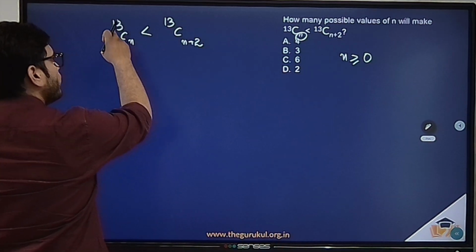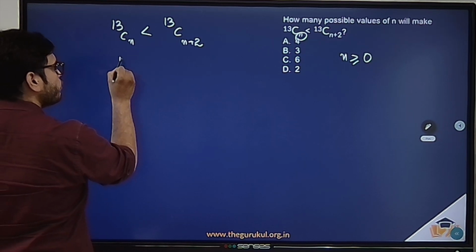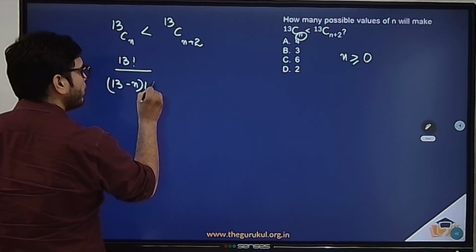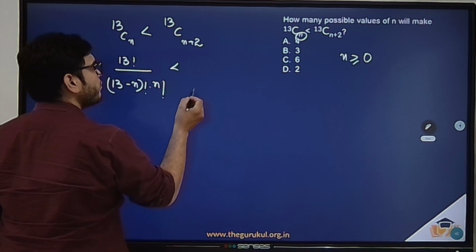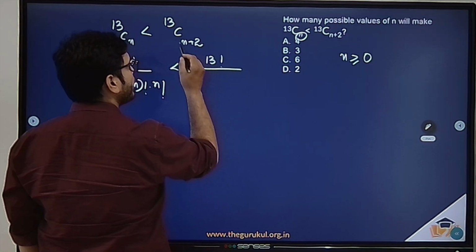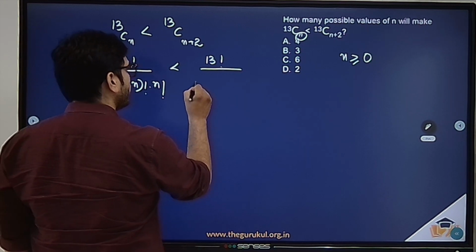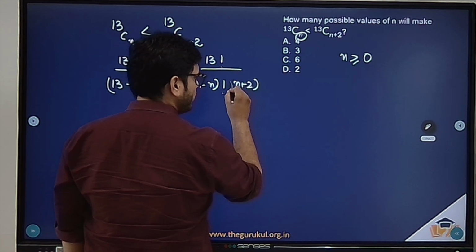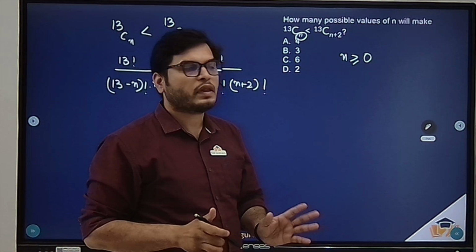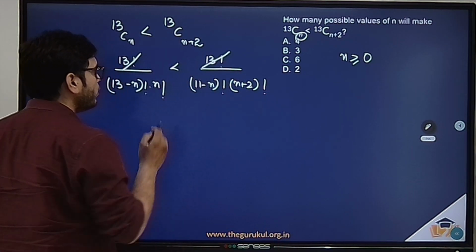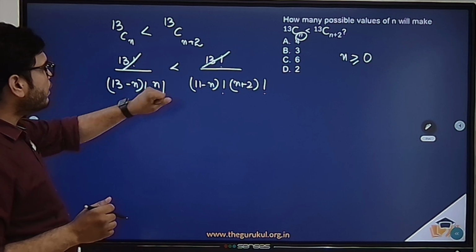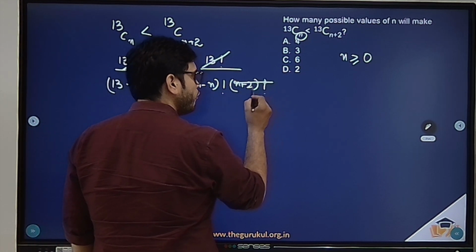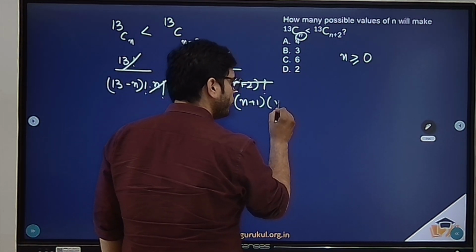Now let's expand 13Cn. This would be 13 factorial by (13 minus n) factorial into n factorial. This should be less than 13 factorial by (11 minus n) factorial into (n plus 2) factorial. This is nothing but the expansion of nCr. Now I can cancel 13 factorial in the numerator. Now I can cancel n factorial from (n plus 2) factorial. So you will be left with n plus 1 into n plus 2.